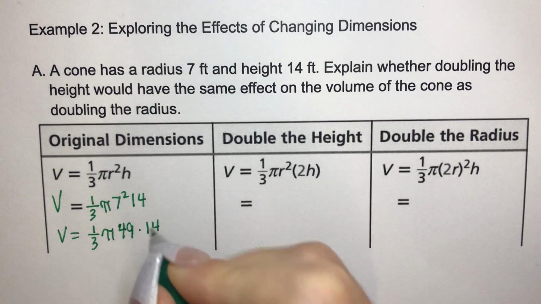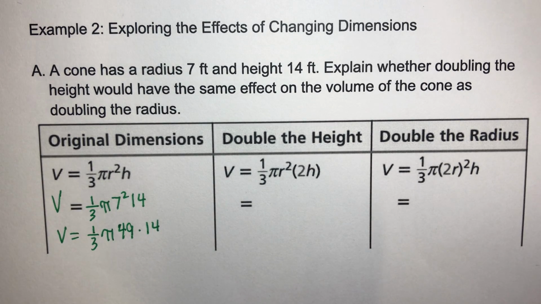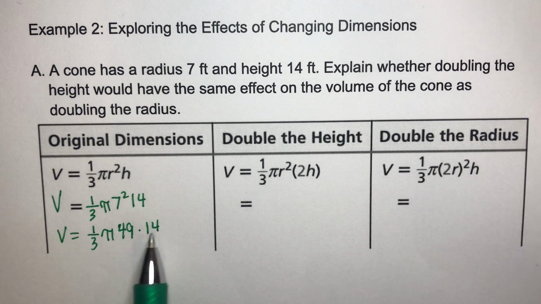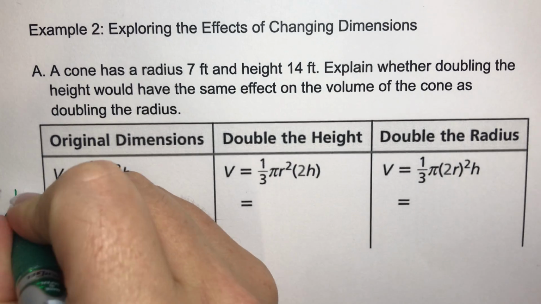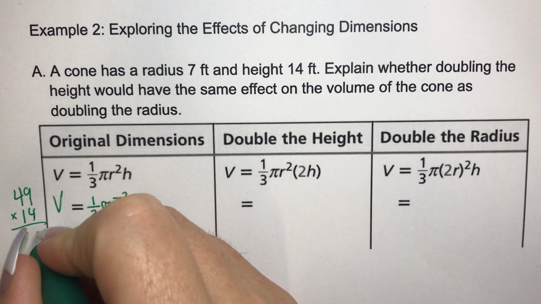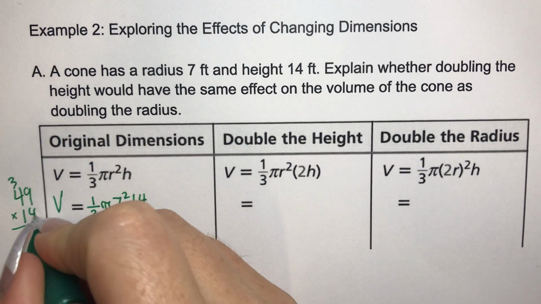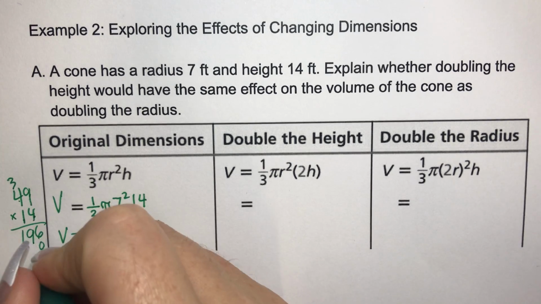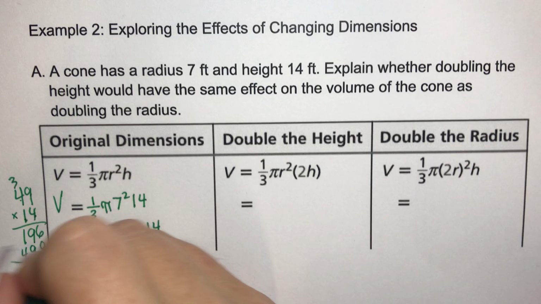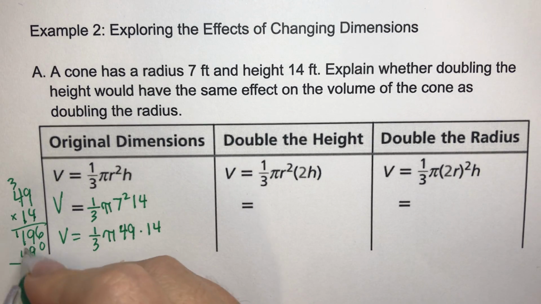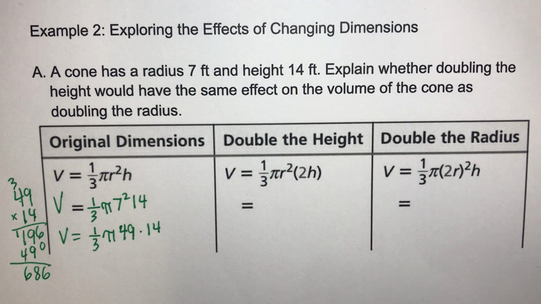Times 14. We are just going to have to go 14 times 49 because I don't see that 49 is divisible by 3 or 14. So I'm going to go over here, go 49 times 14. 4 times 9 is 36, write the 6, carry the 3. 4 times 4 is 16, plus 3 is 19. 1 times 9 is 9, 1 times 4 is 4. We have 6, 18, write the 8, carry the 1. 4 plus 1 is 5, plus 1 is 6, 686.